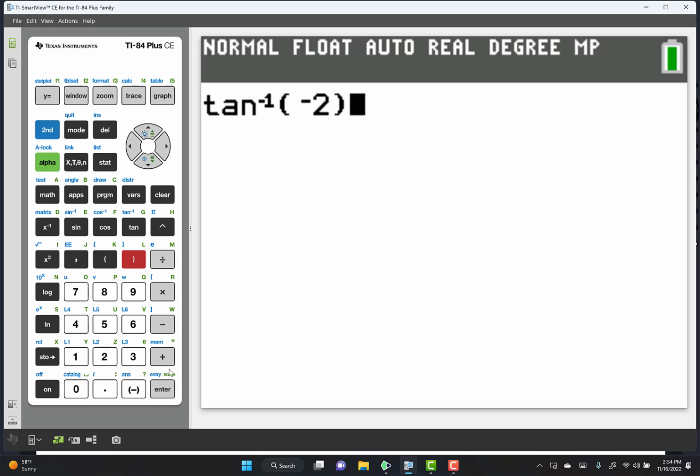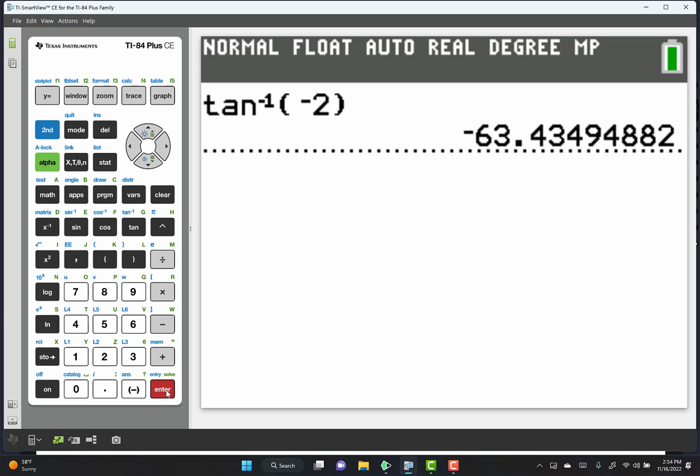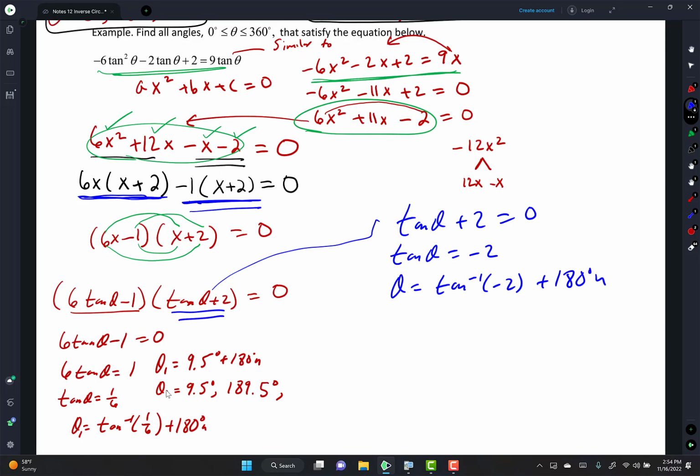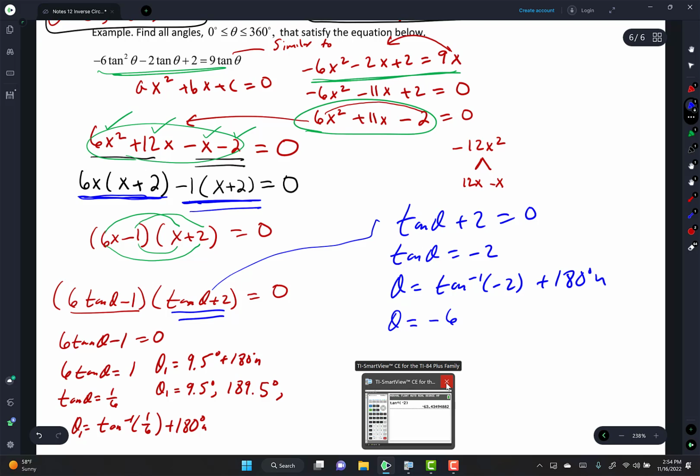Ask your parents for a calculator, guys, for Christmas. No, I'm being serious. When I was a high school kid, I did ask my parents for a calculator, and I did get a calculator for Christmas, and I was so happy.